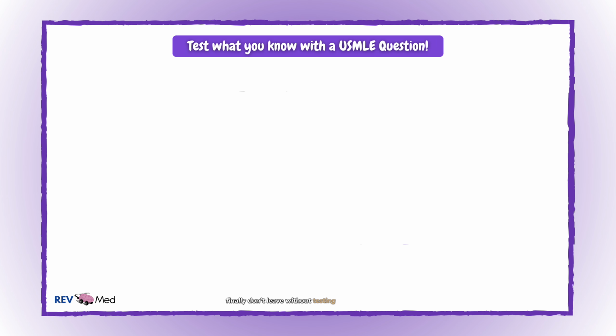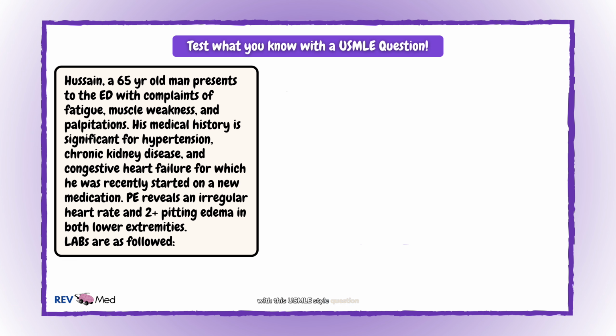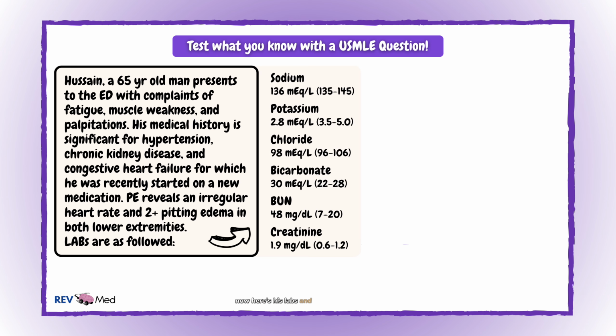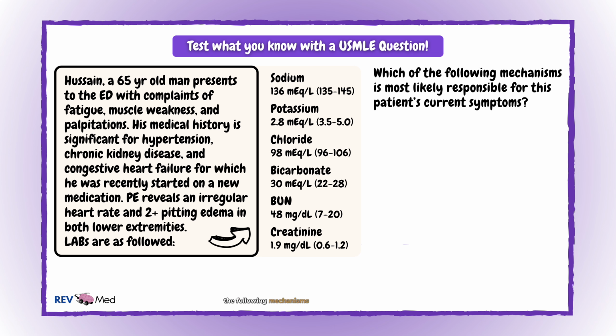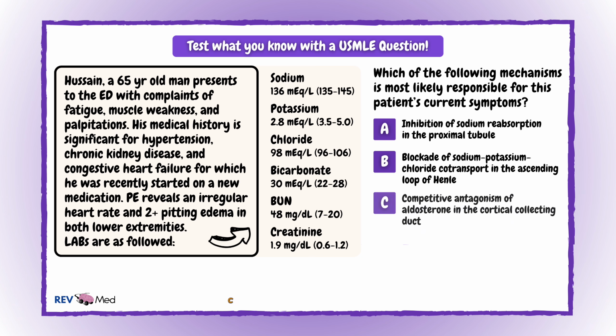Finally, don't leave without testing your knowledge with this USMLE-style question. Hussein is a 65-year-old man who comes to the ED with fatigue, weakness, and palpitations. He has hypertension, chronic kidney disease, and even congestive heart failure, for which he just began taking a new medication. We have an irregular heart rate and edema in both lower extremities. Okay, cool. Now here are his labs, and I want you to tell me, which of the following mechanisms is most likely responsible for this patient's current symptoms? Is it A, B, C, or D?